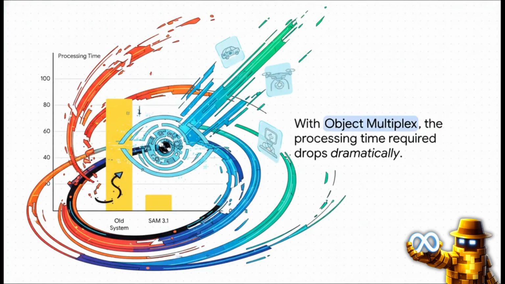And this really drives the point home. You can see the processing time for the old system was just a major bottleneck, that big bar on the left. It just took way too long to be practical. With SAM 3.1, that time absolutely plummets. This is the efficiency breakthrough that unlocks all the real-world uses we're about to talk about.